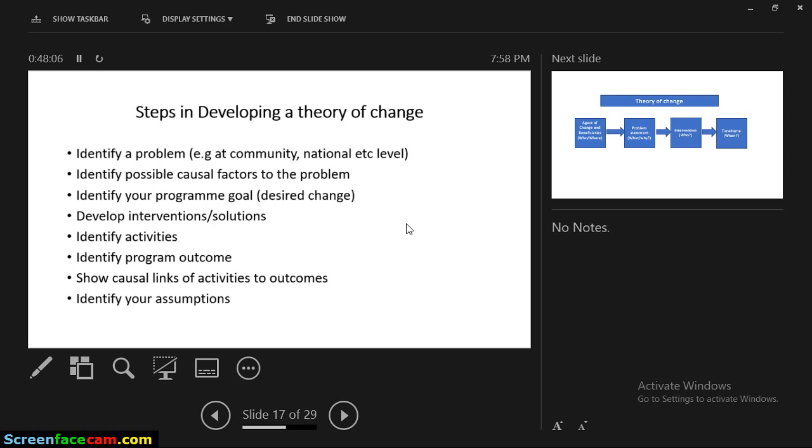Then now we look at the identify program outcome. What could be our outcome? Or let's start at output, right? What could be our output? Our activities, provision of food. Children are fed, food provided, right? Exactly. Then what would be our outcome after giving them food?